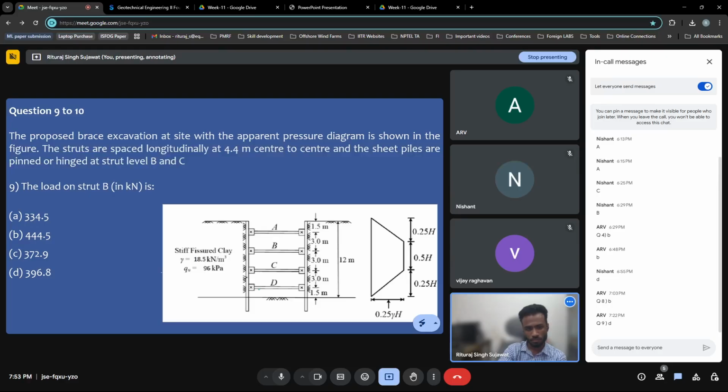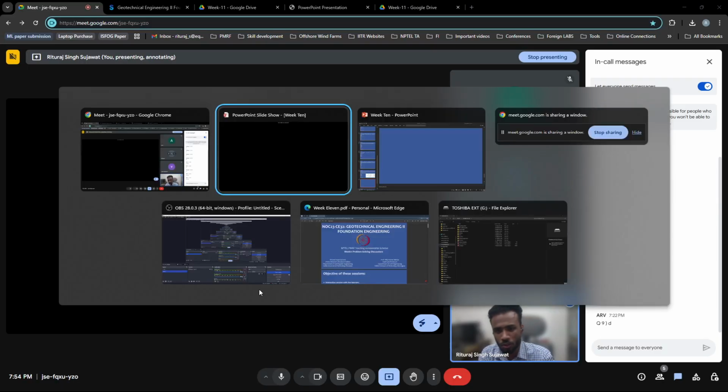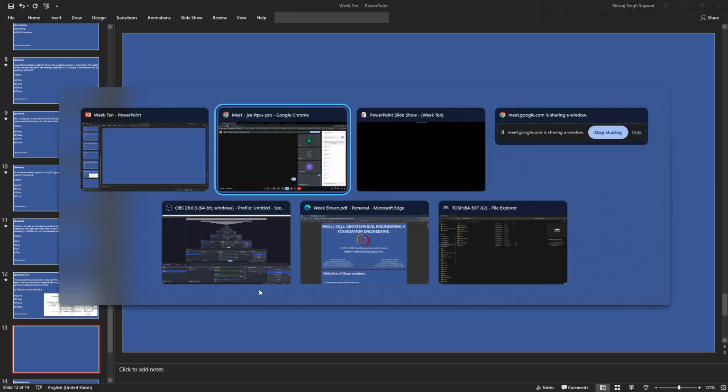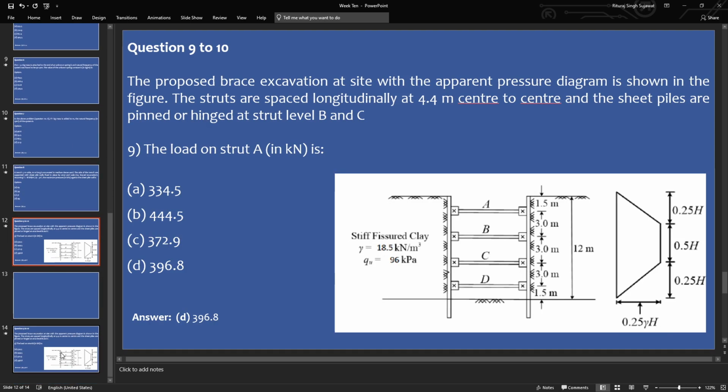Guys, are you getting any answer? Might be there's some issue with the options available. I have done it long back. The answer is coming 702 kilonewtons. Sorry, while copying the options, they repeated the same options. So the answer is 702.2 kilonewton per meter. Anyone else got any other answer?